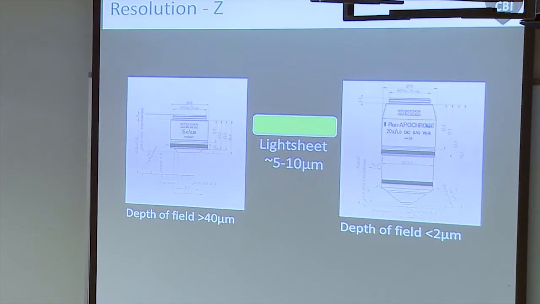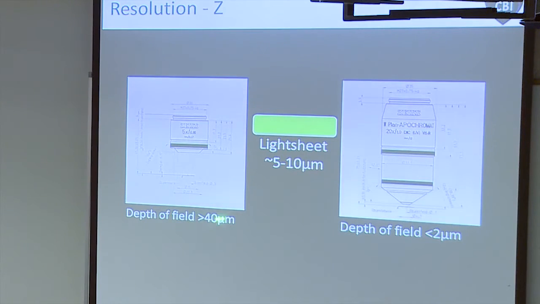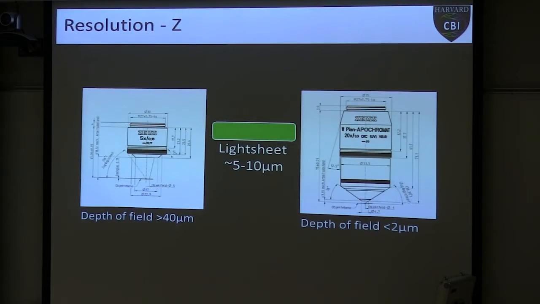If you remember, that point spread function in Z is dependent on the square of the numerical aperture. So here with this low NA objective, we have a depth of field that's greater than 40 microns in size. So it's really big, very, very poor Z resolution. With our 20x objective, we've got that depth of field that's less than 2 microns in size.